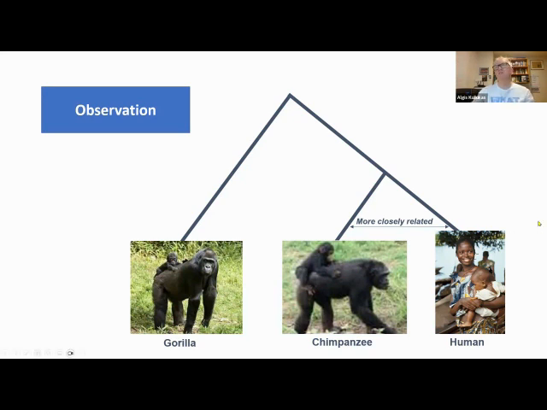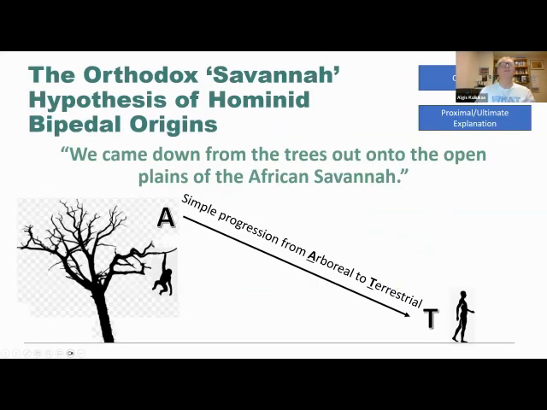Now, the really interesting thing here, which I think we should pay close attention to, is this business about genetics. If you look at the DNA or any of the molecular data, there's no doubt that humans are closer to chimpanzees than chimpanzees are to gorillas. So we are very tightly embedded into the African ape clade, and therefore we are basically African apes, in my opinion.